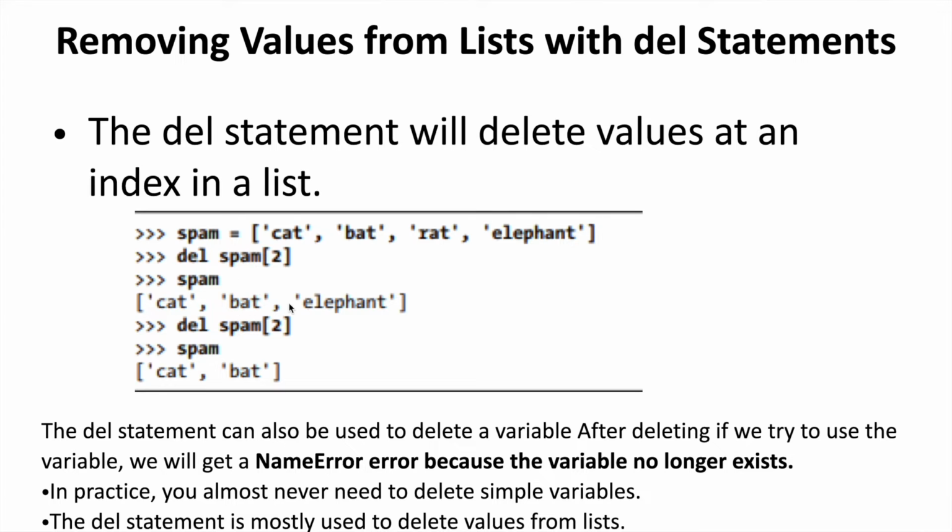See here, cat, bat, elephant is displayed when you deleted the rat. Again, if I execute the statement del spam[2] again, it will delete the elephant, because now elephant moves to the rat position. So the output is cat, bat. And if you try to delete an element that is not in the list, definitely it is going to display an error. You can't delete an element that is already deleted.